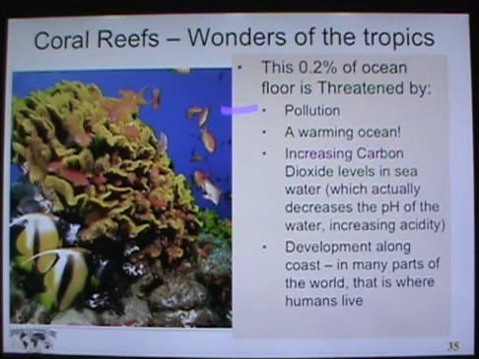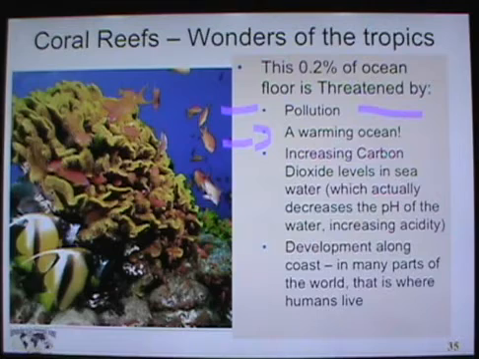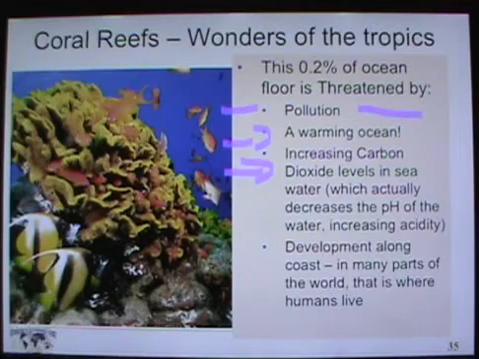But it's threatened. Pollution, the warming ocean. Animals that live in the ocean, at least these sorts of animals, have a very narrow temperature range tolerance. Also, this carbon dioxide increase, we'll talk about that in a later chapter. Carbon dioxide levels are increasing globally. We've seen them increase. We've been tracking this for many years. But when you put more carbon dioxide in the water, it actually lowers the pH of the water, makes it more acidic. Limestone dissolves in acid. That's a problem.